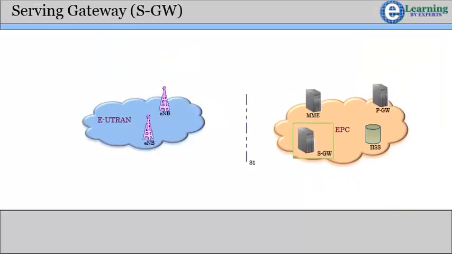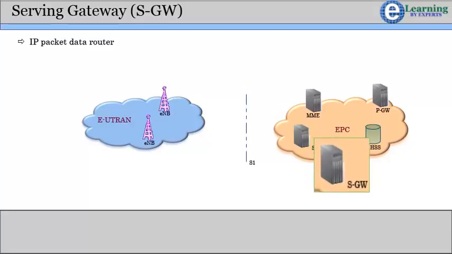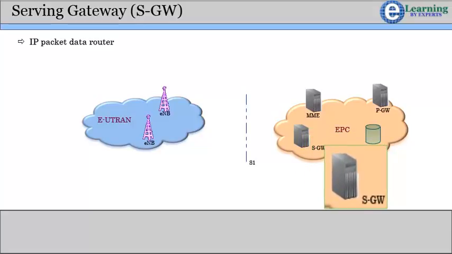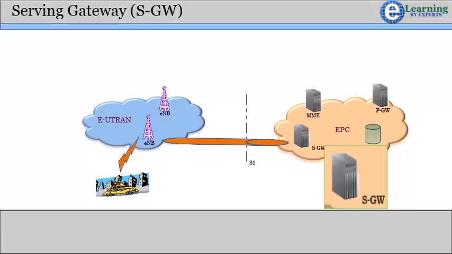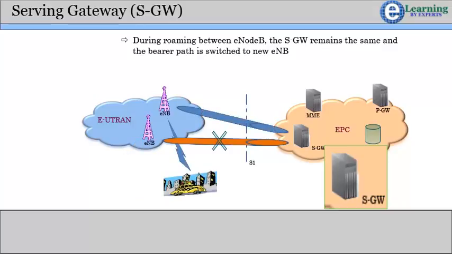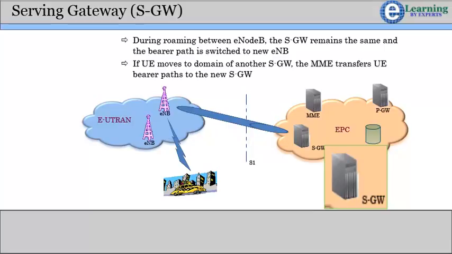The Serving Gateway, SGW, functions primarily as an IP packet data router. From a network architecture perspective, the SGW is the UE's bearer path anchor in the EPC. As the UE moves from one Node B to another during mobility operations, the SGW remains the same and the bearer path towards the UTRAN is switched to talk to the new ENB serving the UE. If the UE moves to the domain of another SGW, the MME is responsible for transferring all of the UE bearer paths to the new SGW.